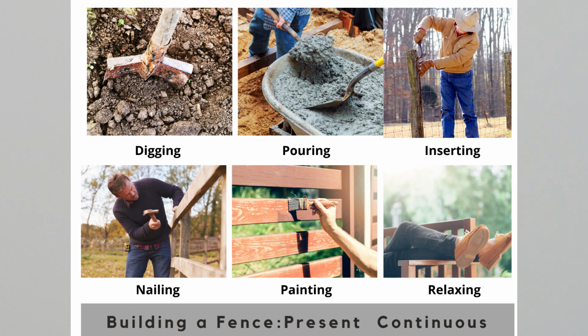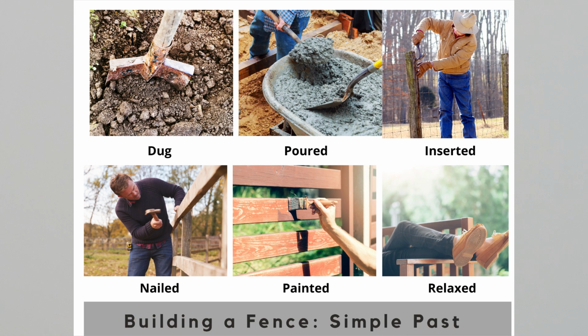Let's look at this story in the simple past. Josh dug a hole. He poured concrete and inserted the post. He nailed the fence together and painted the fence. Finally, he relaxed.